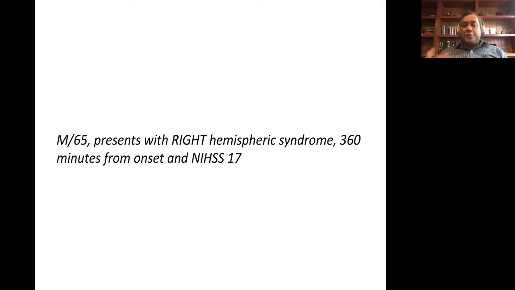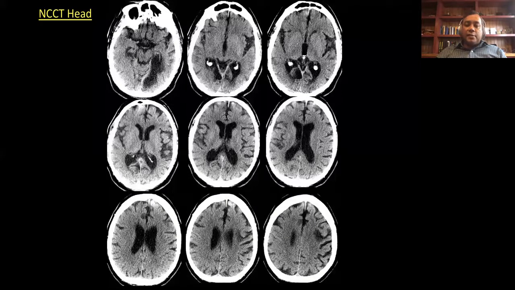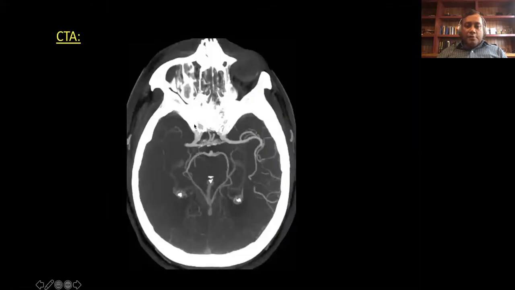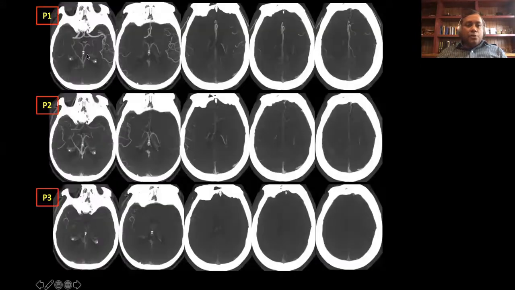Another patient, 65-year-old, right hemispheric syndrome, 6 hours from onset. This is the new era where we actually treat at 6 hours, 12 hours, even 18 hours, depending on imaging. So now I look at the non-con CT scan. I said right hemisphere, so focus on the right hemisphere. The scan looks good. I do see some changes, but it's a moderate looking scan. Proximal M1 occlusion. I see the collaterals, but they are filling in the second phase and don't seem as good. So, intermediate looking collaterals.